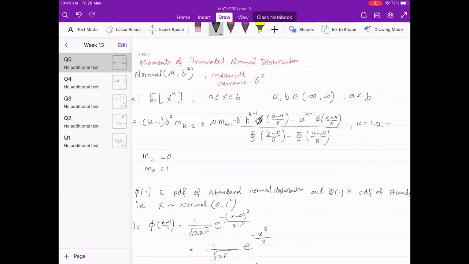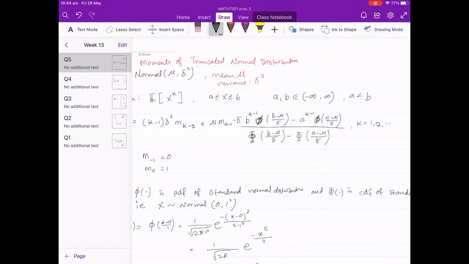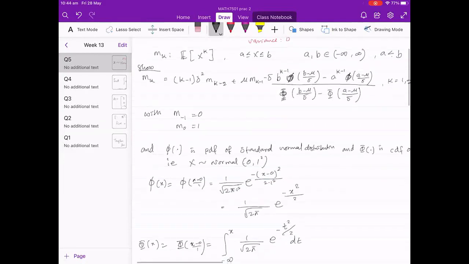Okay, that's the PDF of standard normal distribution. And this is also standard normal distribution. And this is the CDF of standard normal. All right. So how are we going to show this one? And also the values of M, starting with M -1 is 0, M0 is 1. All right.